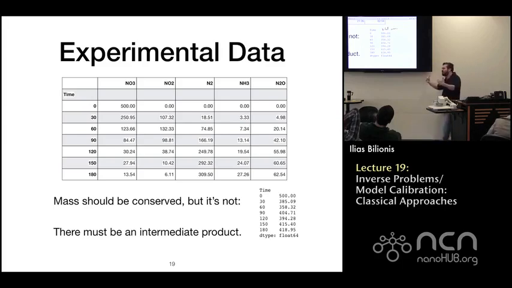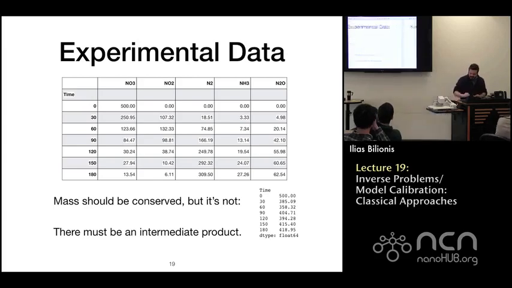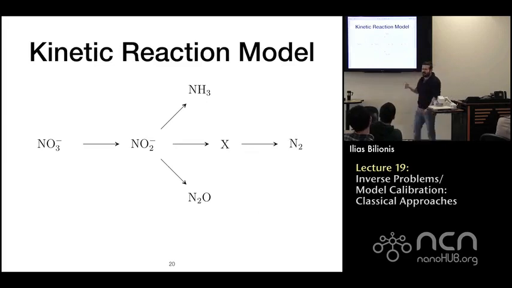Which means that there is at least one more product that you don't really measure, but you see that it gradually goes away. Anyway, this is the model that Katsunaros proposed. And the model involves basically the conversion of nitrate to whatever the second thing is called, and so on and so forth, with these rates.